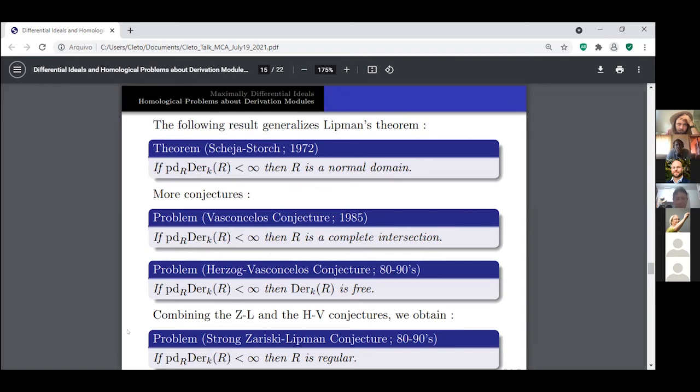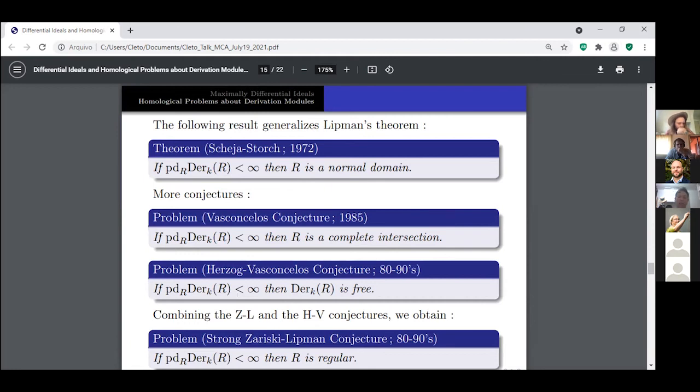Vasconcelos' conjecture: he predicted that under this hypothesis, R is a complete intersection. And then, this is not very well established, but independently, as far as I know, Herzog and Vasconcelos raised this conjecture between the mid-80s and early 90s as to whether the finiteness of the projective dimension implies the freeness of the derivation module. This has been known as the Herzog-Vasconcelos conjecture. It's very interesting, and it's kind of a homological version of the Zariski-Lipman conjecture.